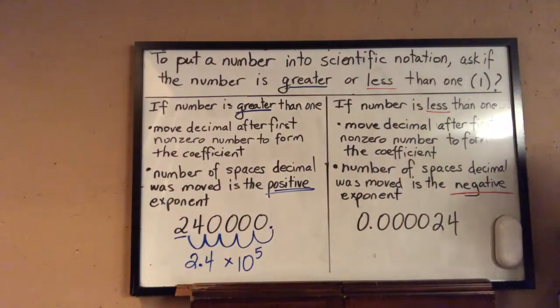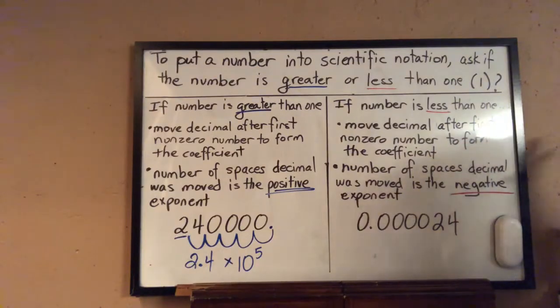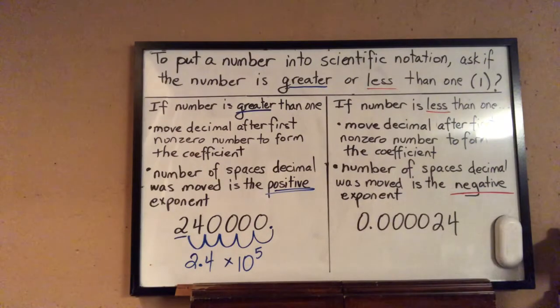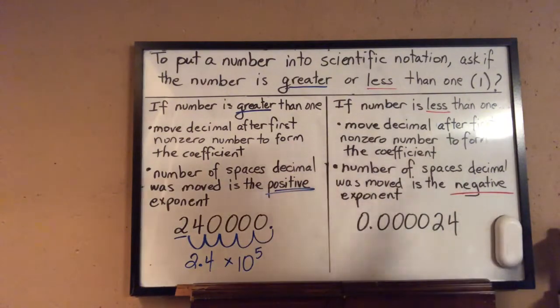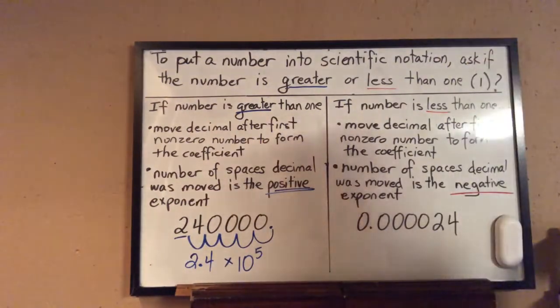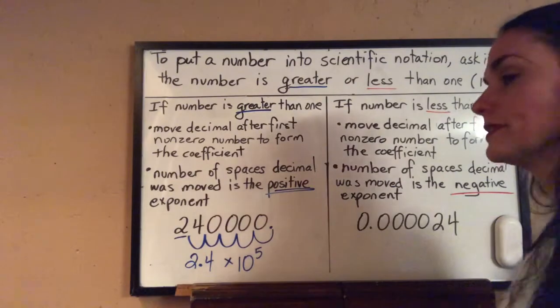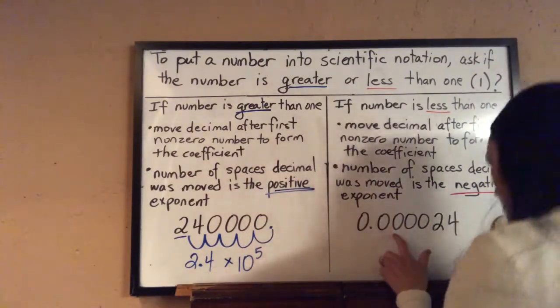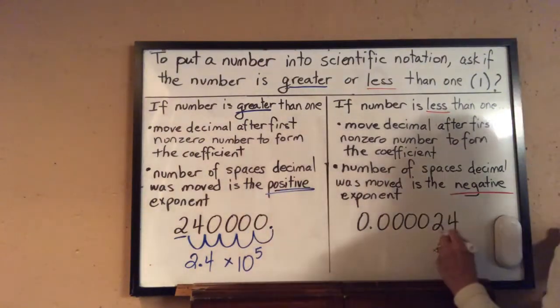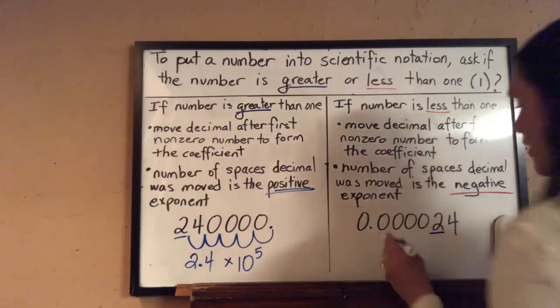Let's look at a number that is clearly less than 1. We have a decimal here. 2400 thousandths, if we were to say it properly. A very, very small number. Again, we want to move the decimal after the first non-zero digit. If you were telling somebody this number, you would say 0.000024. 2 is the first non-zero digit. You're going to move the decimal after that.